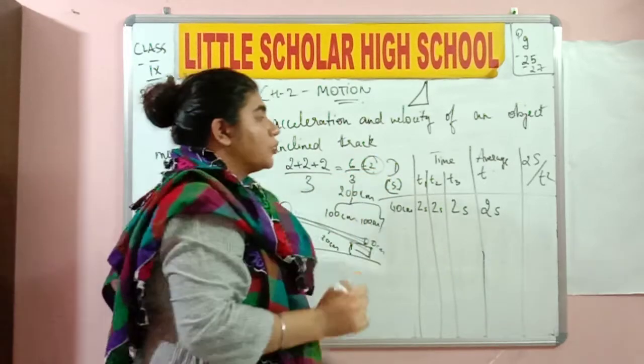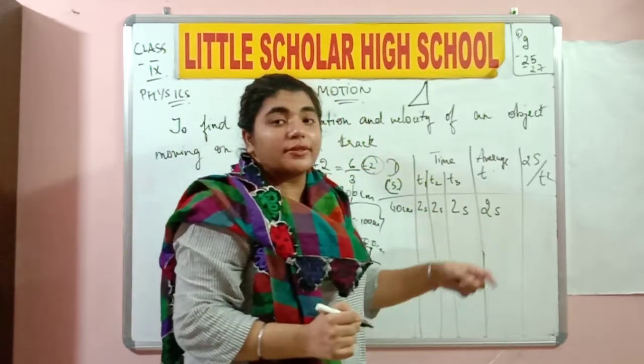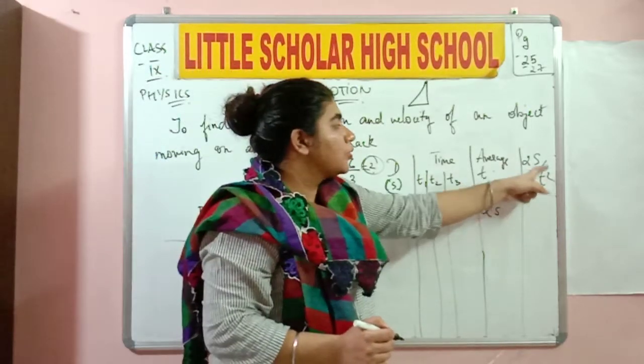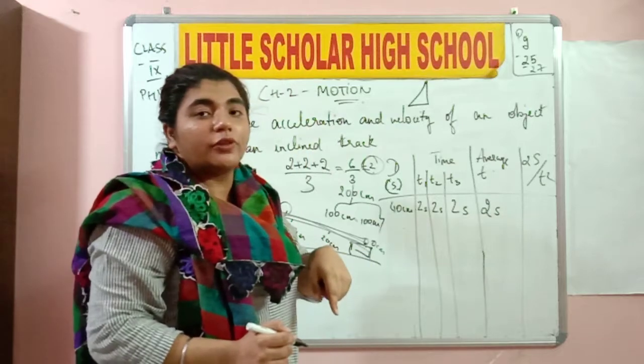Do you understand? So the average time is given as 2 seconds. Now I need to find out the acceleration. How did I get this 2s by t square as the formula for acceleration?